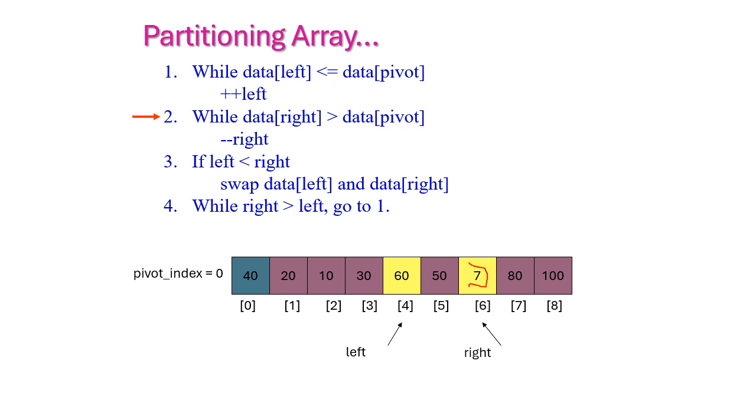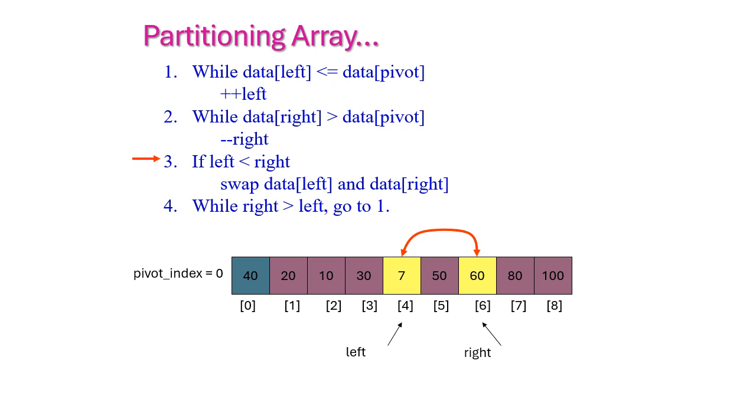See, now the right index is decremented. Now we need to check whether the right value is greater than the pivot or not. Now the right value is smaller than the pivot, and the left value is greater than the pivot. Then what do we have to do? We need to swap these two items. Now this is greater and this is smaller, so we need to exchange these two values.